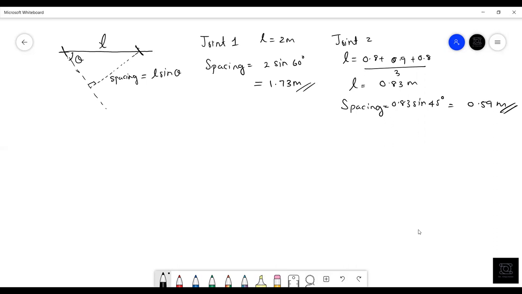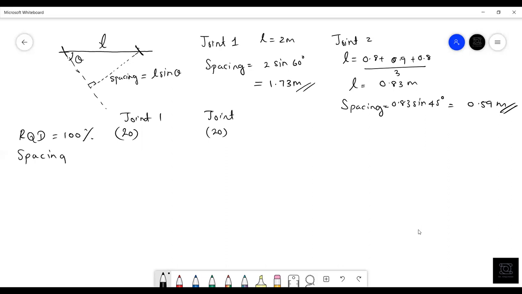So for RQD, we did that, it is 100%, and the RMR value was 20, right? For each spacing, for joint one and joint two, here also 20. Then for the second part, spacing.